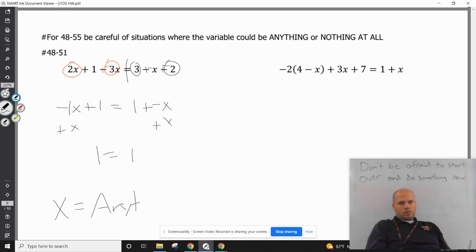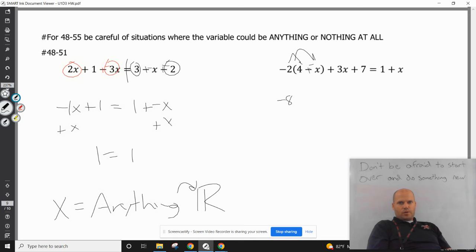Anything. Be anything. Pick a number, plug it in, it'll work. Pick any number, plug it in, it'll work. Pick a decimal, plug it in, it'll work. This is a symbol for any real number, any decimal.